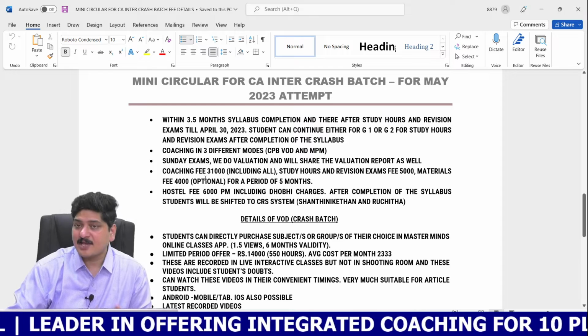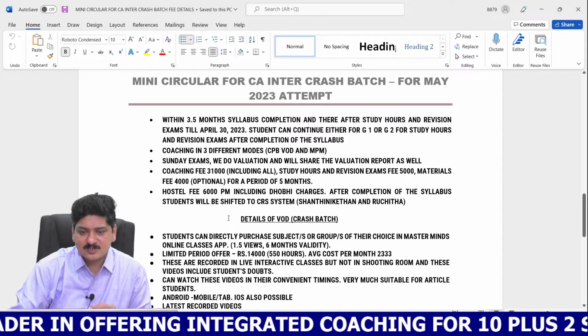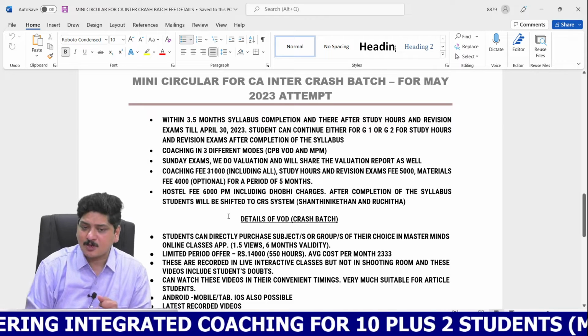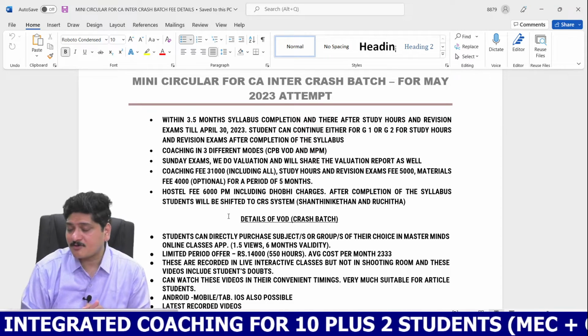Okay. And again, for this also, we're going to conduct the Sunday revision examinations. We are going to value the answer sheets and return them. We are going to give the performance report also. And what's the fees for this?